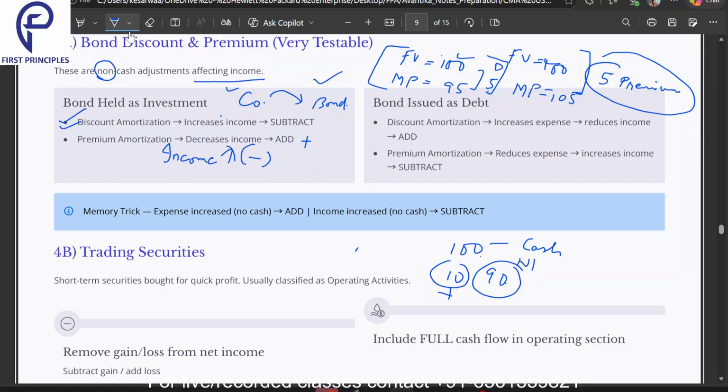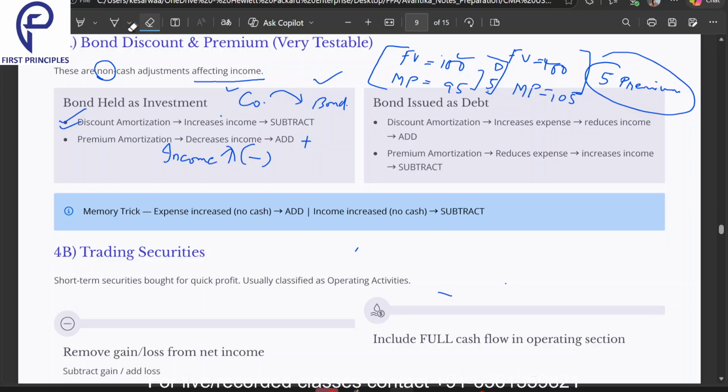Now bond issued as a debt. This is now the ulta scenario, just the opposite scenario. This is the opposite of bond held as investment. Bond issued as debt means the company needs money and they are issuing what? Bonds. So now the company is not an investor, the company is itself borrowing the money. That means bondholders will give the company cash.